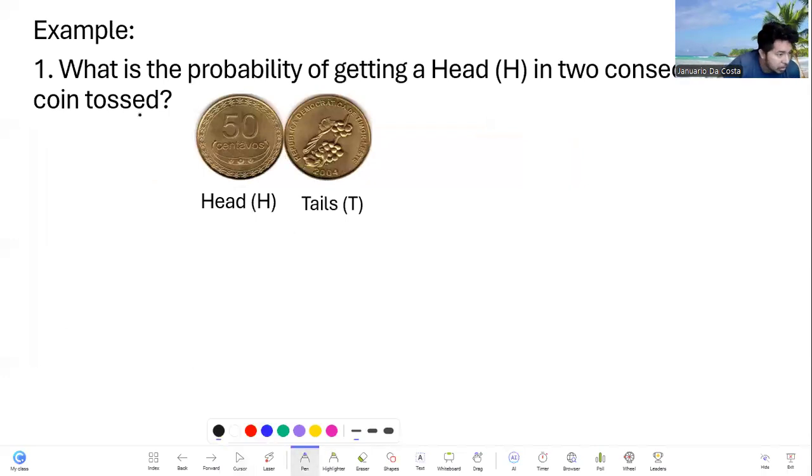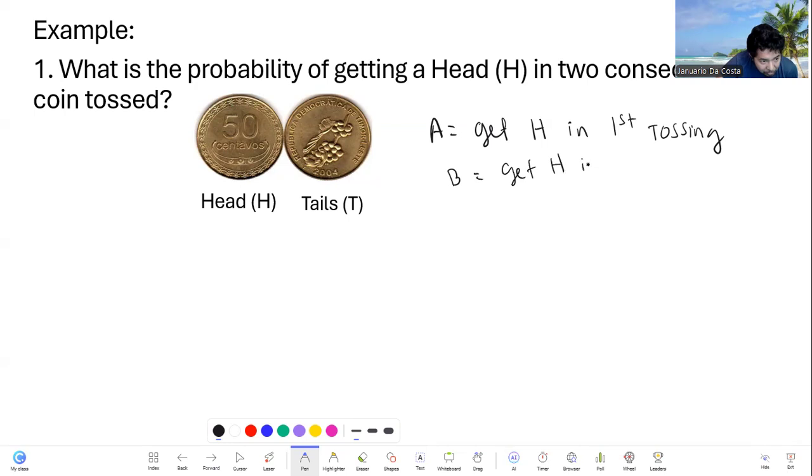Okay, so what it means is, what is the probability of getting a head in two consecutive coin tosses? So event A is getting a head. Get H in the first tossing. That's one event. Event B is also getting a head in the second tossing.